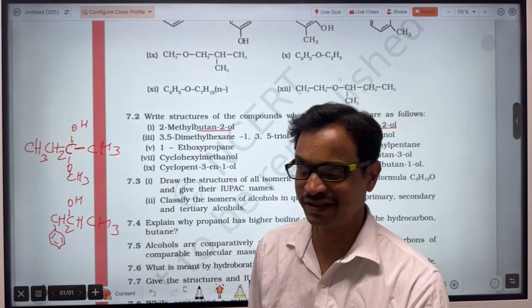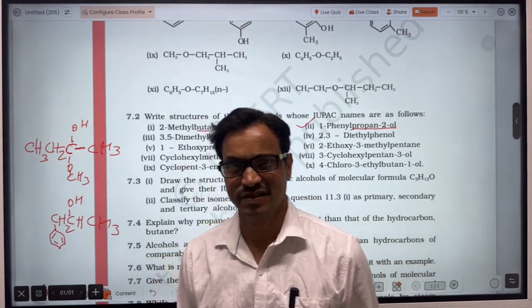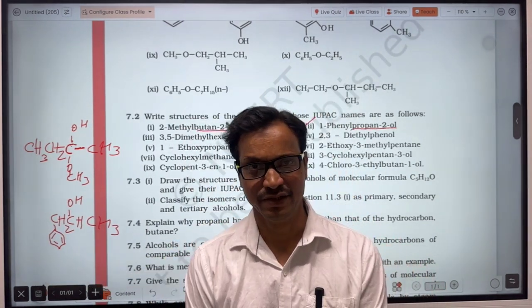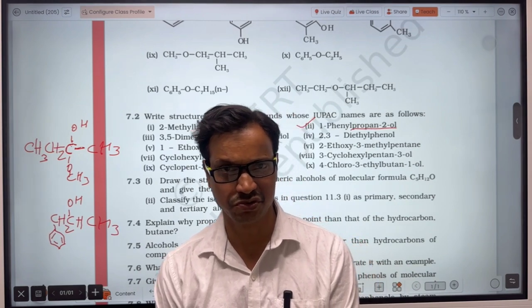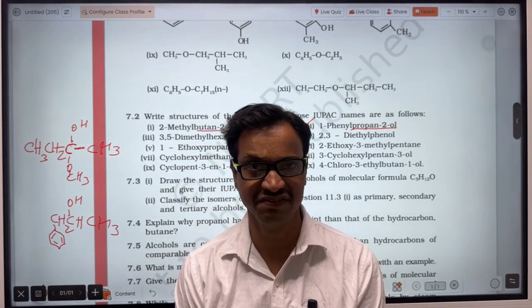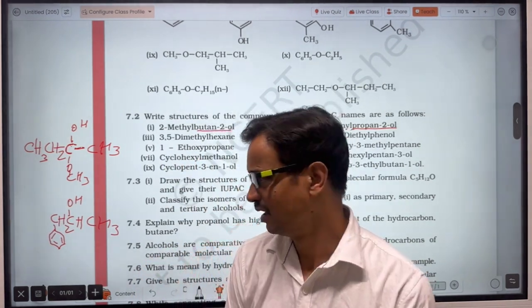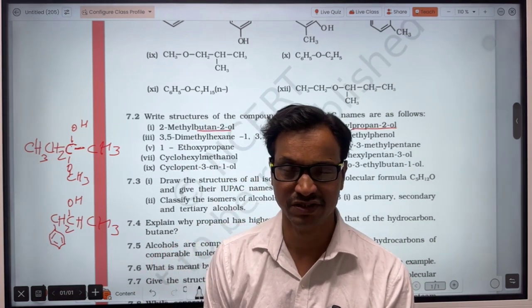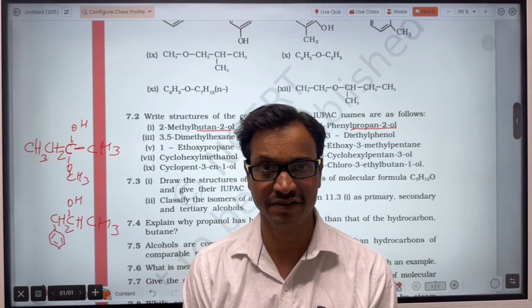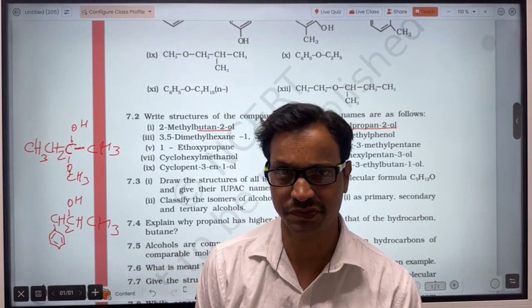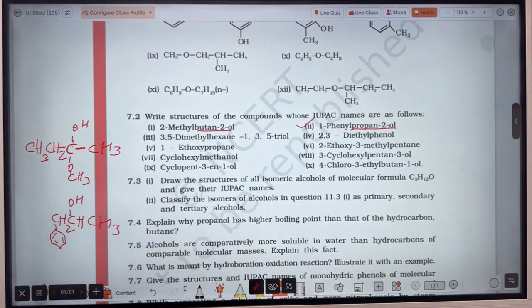Guys, watch out for this one also very seriously, because this concept will be quite helpful for you to solve questions, particularly for NEET and IIT examinations, and it will also be helpful to solve questions in CUET and 12th also. So let's see here how to write the IUPAC name.